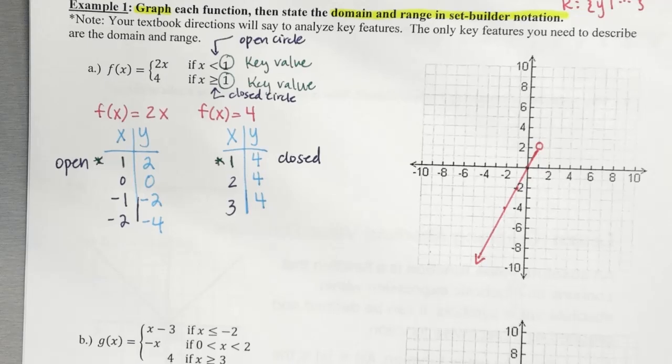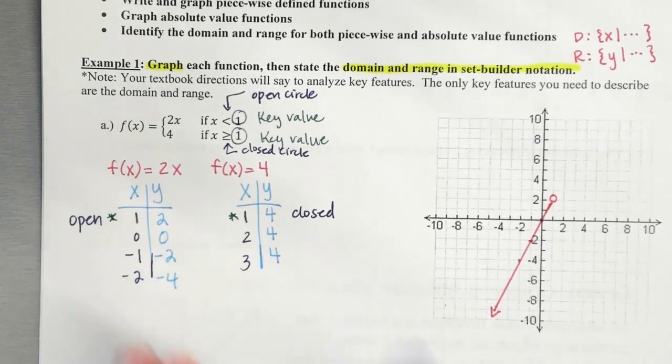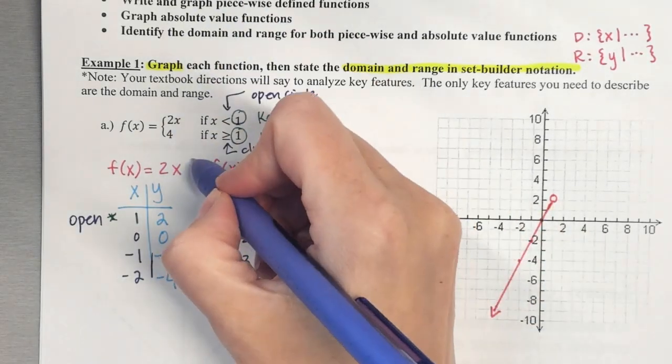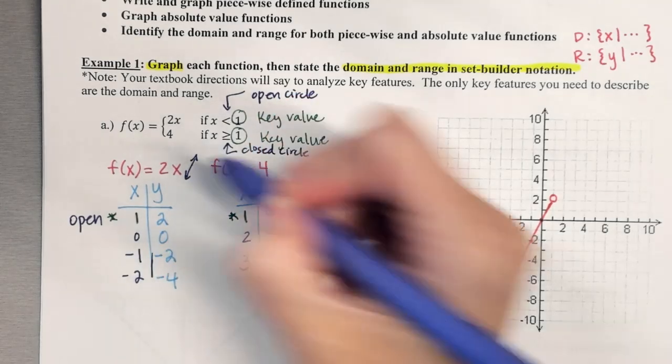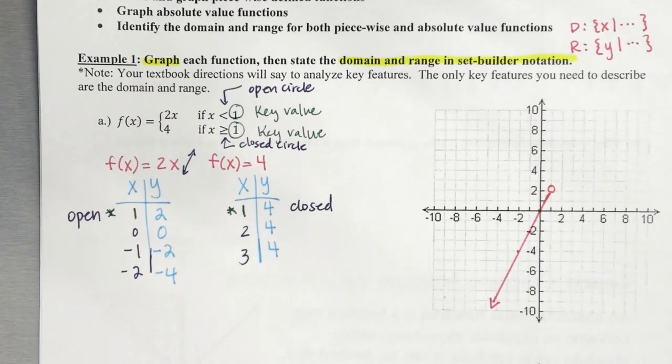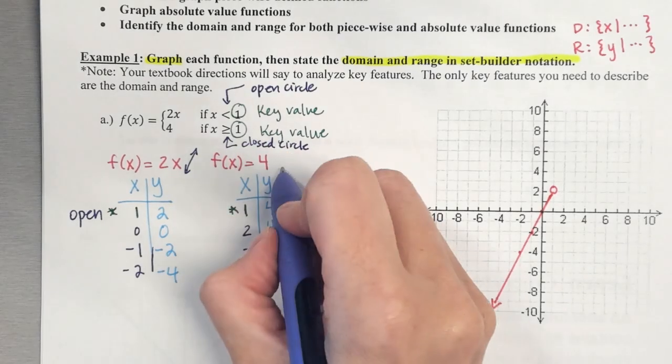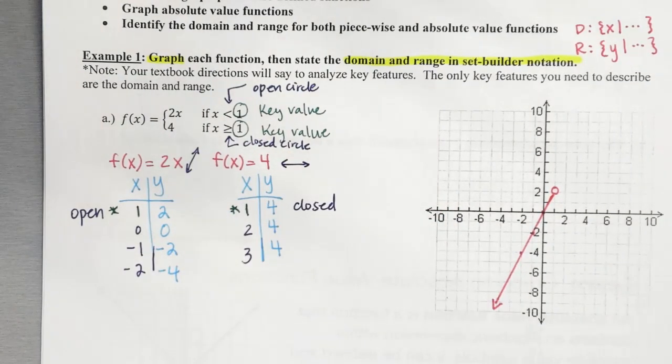One thing I like to double check is, if the slope is positive, I know that the linear function should be going up from left to right, so I like to make sure that I did that correctly. And then if you have a constant, you know it's a horizontal line.